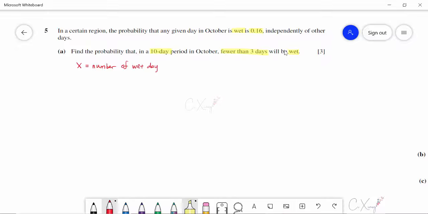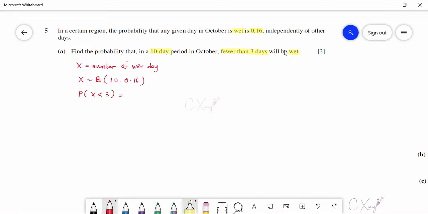And then you know that it should be binomially distributed, where n is 10 and the probability for a wet day is 0.16 for any particular day. Okay, so for this question, they want us to calculate the probability for x smaller than 3.